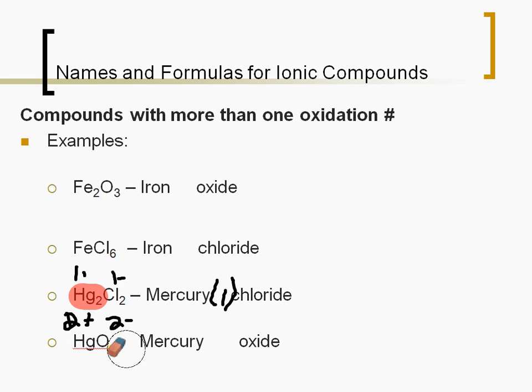Okay, on the next one, let me erase this. We know that oxygen is a 2 minus, and mercury here has to be a 2 plus. So this is going to be mercury 2 oxide. Mercury 2 is okay, it's typical of everything else. It's just that with mercury 1, you have to be careful in how you're writing that.